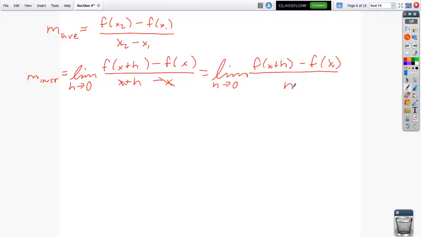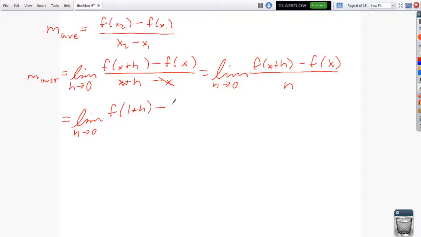divided by h. Now, in this particular problem, the problem that we've been doing, we were trying to find out what the slope is at x equals 1. So we're going to plug in 1 for x. And this is now going to become the limit as h approaches 0 of f of 1 plus h. I'm not plugging it into the function yet. There we go. f of 1 plus h minus f of 1 over h.